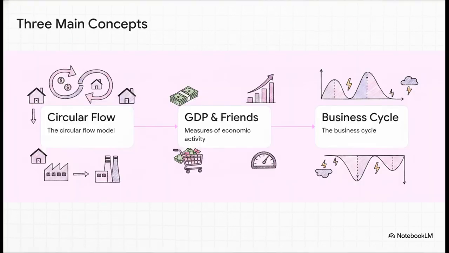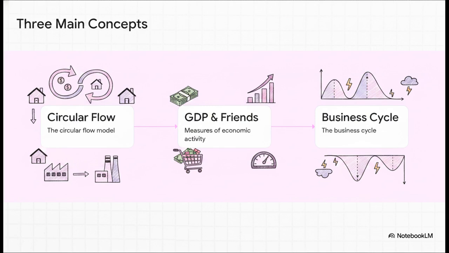To figure out if they're actually succeeding in this crazy balancing act, policymakers rely on three vital report cards. First up is the circular flow model. This basically maps the complex arteries of how capital moves back and forth between households, businesses, and the government. Second, we've got measures of economic activity, anchored by GDP and its related metrics, which calculate the total value of what the nation is actually producing. And third, there's the business cycle. This tracks the inevitable macroeconomic heartbeat, the expansions, the contractions, the booms, and the busts over time.